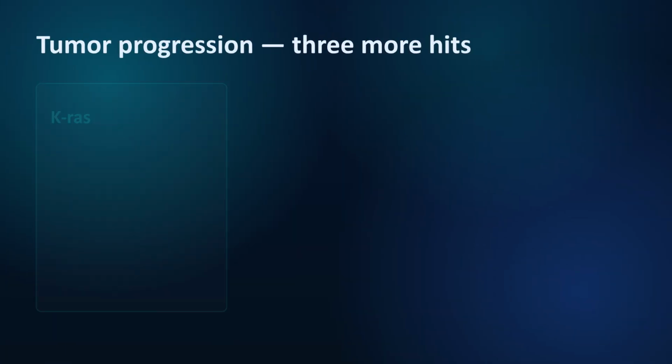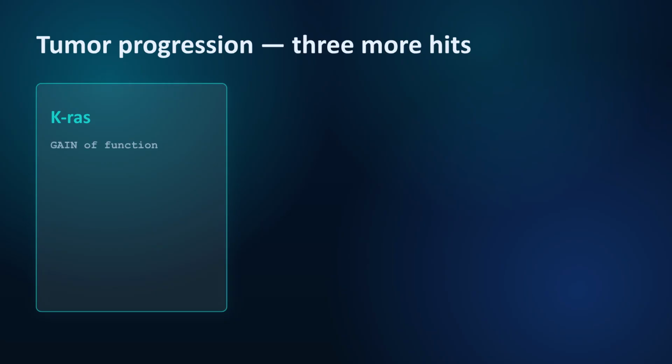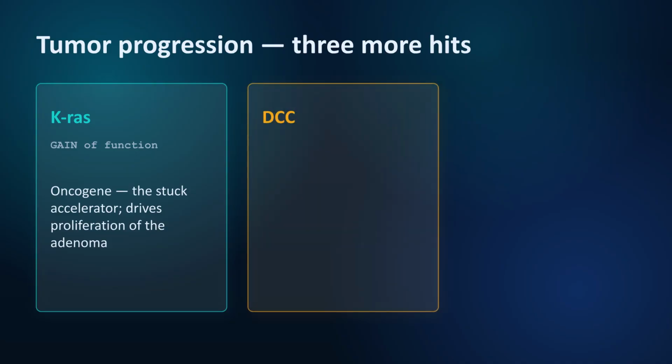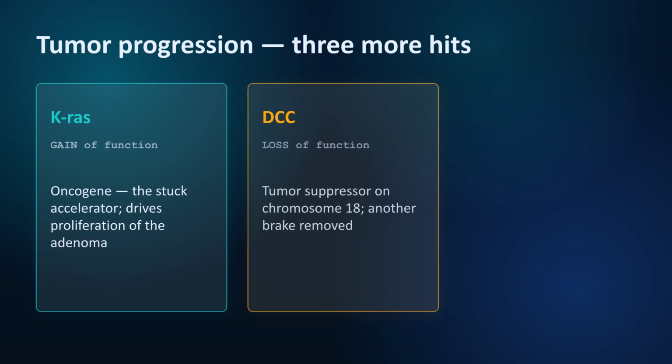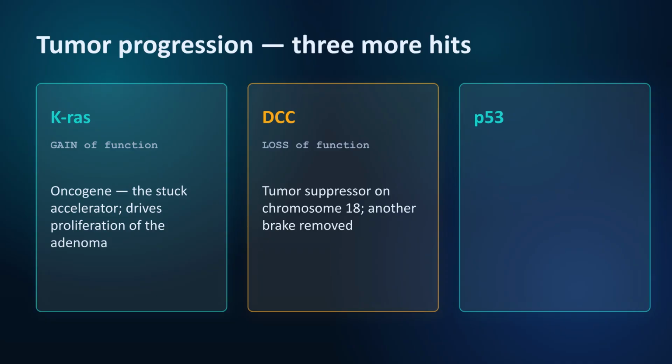Now the progression steps. K-ras is an oncogene. It gains function, and that is the stuck accelerator we talked about. It drives relentless proliferation of the adenoma. DCC is a tumor suppressor on chromosome 18, and its loss removes another brake from the system. And P53 is the guardian of the genome. Normally it halts a damaged cell at a checkpoint, or forces it to die. When P53 is lost, cells carrying piled-up mutations survive and keep dividing. That is usually the late event in the sequence, and it is the one most closely tied to the change from adenoma to invasive carcinoma.